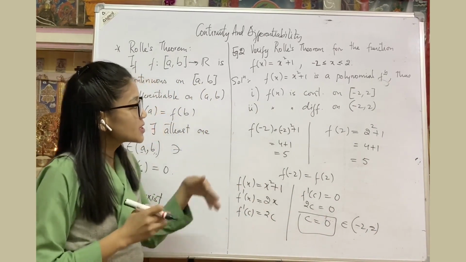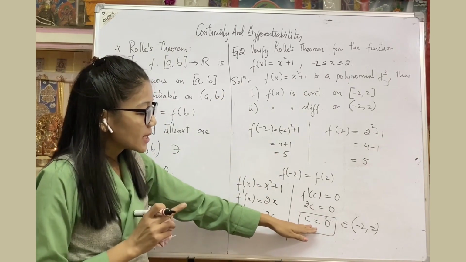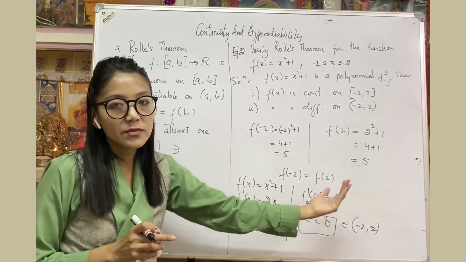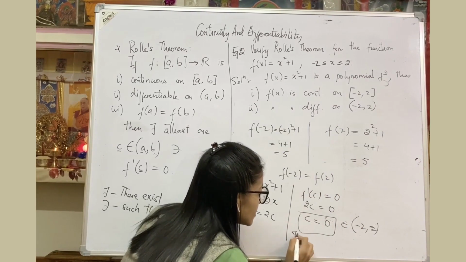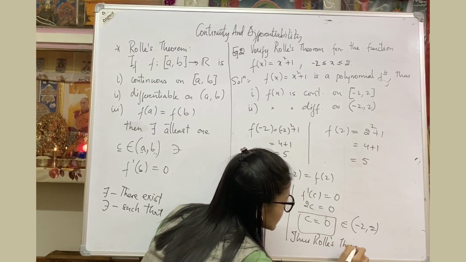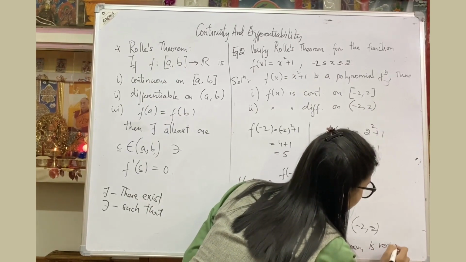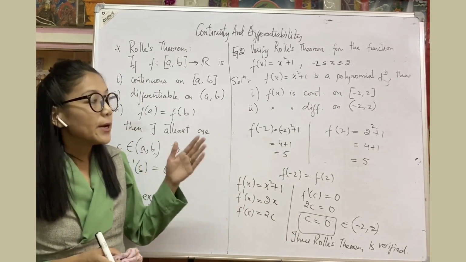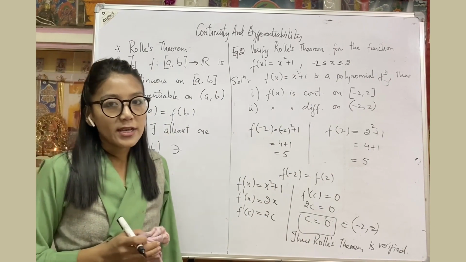So you see, when a function is satisfying these three conditions, then you get at least one c within the open interval -2 to +2, whatever open interval ab, such that f dash of c is equal to 0. So therefore you will write, thus Rolle's theorem is verified. In the previous example also you have to write this at the end: thus Rolle's theorem is verified. When a function is satisfying these three conditions, then this always happens. So this is Rolle's theorem, and this is how Rolle's theorem is to be verified, right?